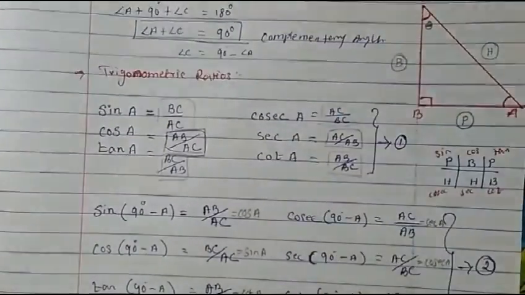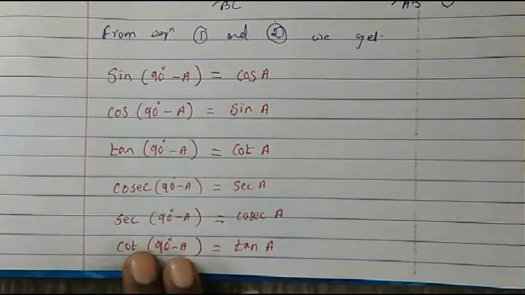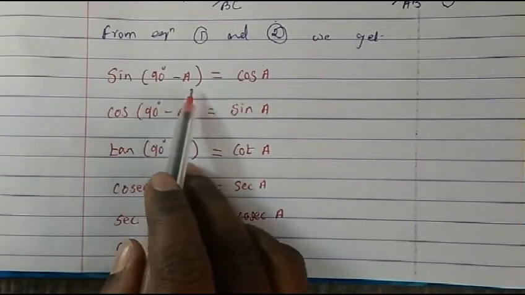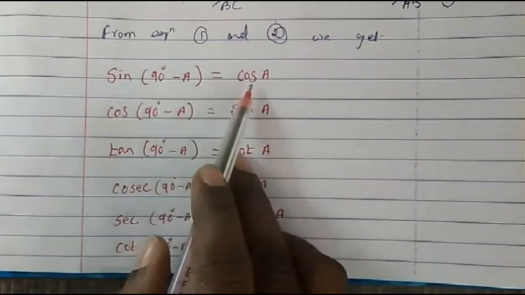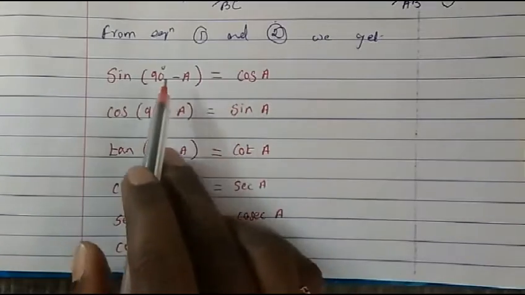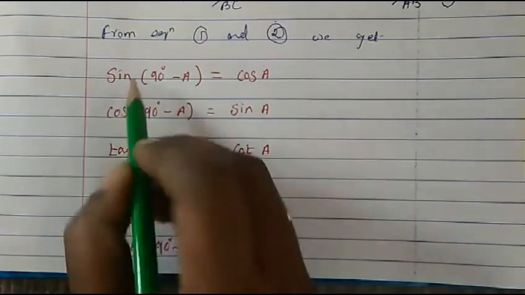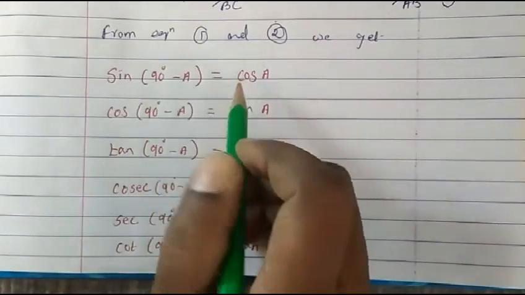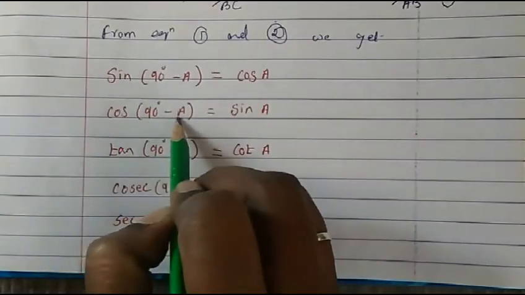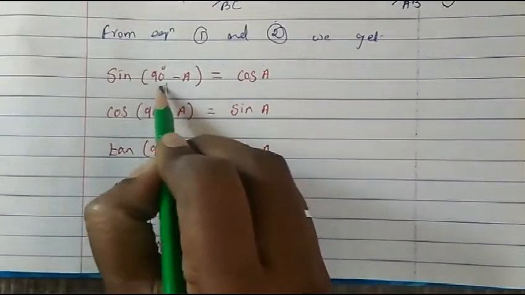Actually, you don't need to prove this, it is only for you to understand. This is proved. This is what you have to remember: sine 90 minus A is equal to cos A, and cos 90 minus A is equal to sine A. They are equal to each other, so they are interchanging.